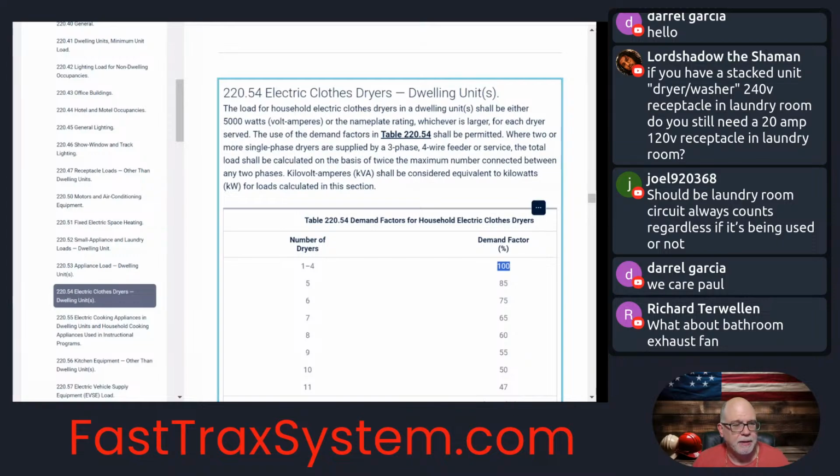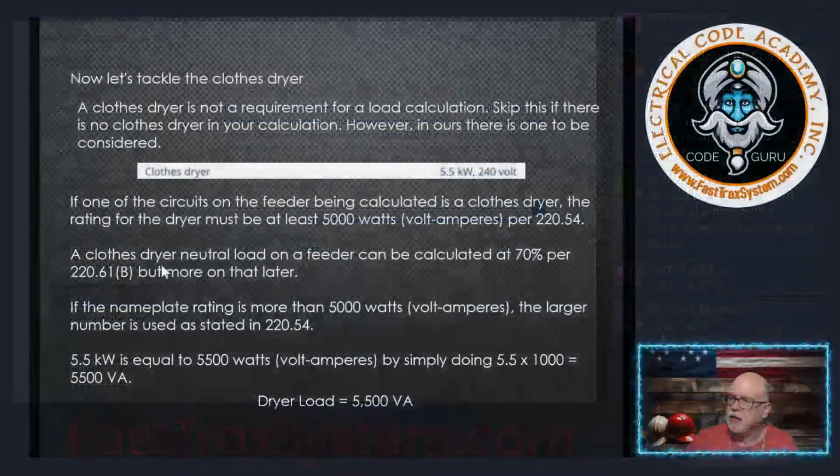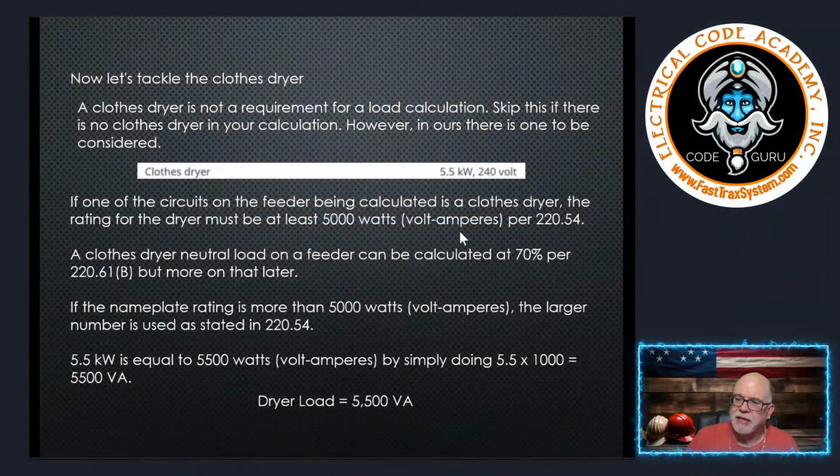So anyway, we know that we're going to be using that 5,500, so that's an easy one. On our form, when it comes to clothes dryer, which is item number 11, we're simply going to put down 5,500.